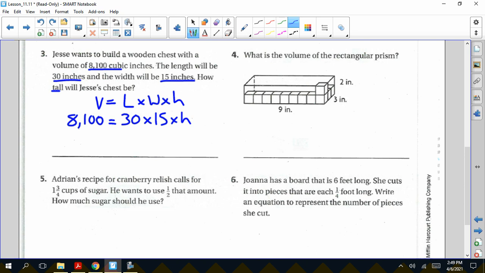So you're going to multiply 30 times 15 and then take 8,100 divided by that number. So multiply them together and then divide 8,100 by that in order to find the height. Number 4, you're finding the volume. What's the length times the width times the height? And that will tell you what the volume of that figure is.